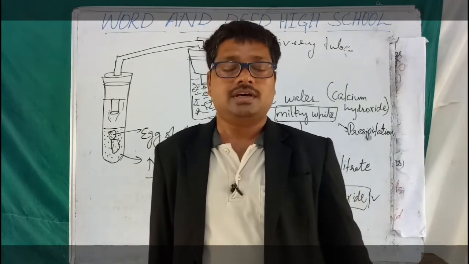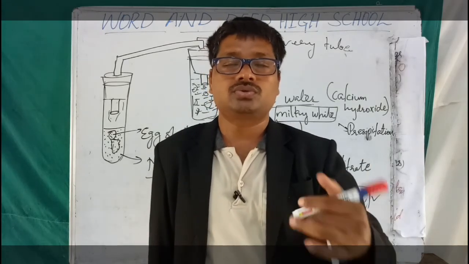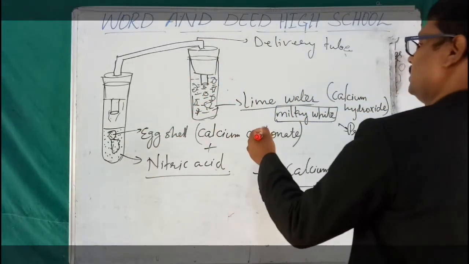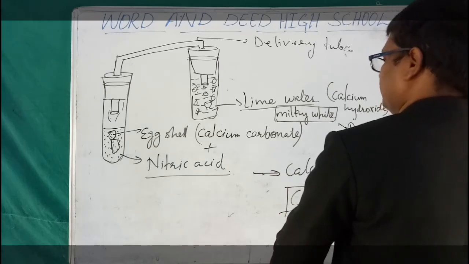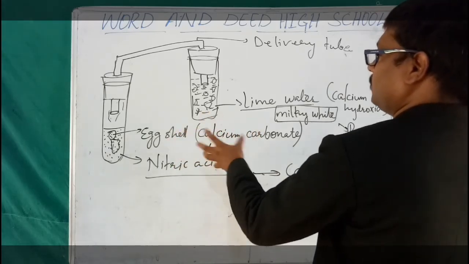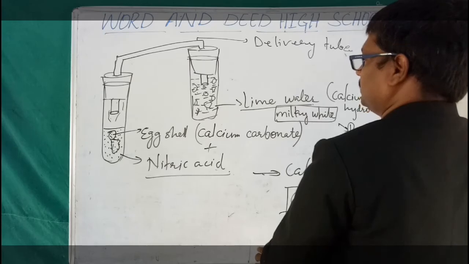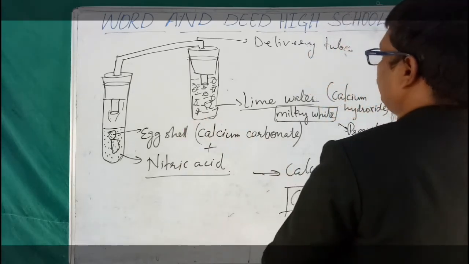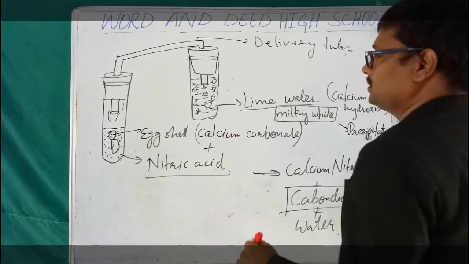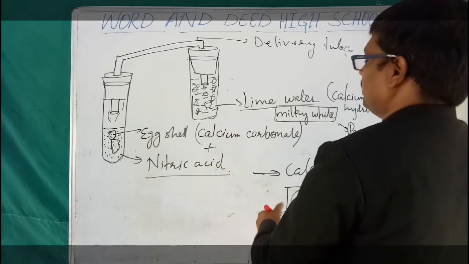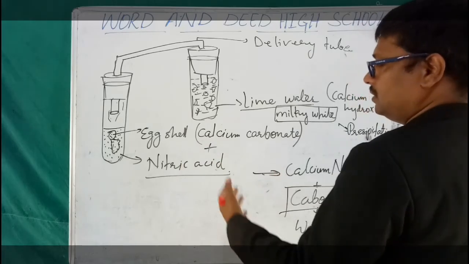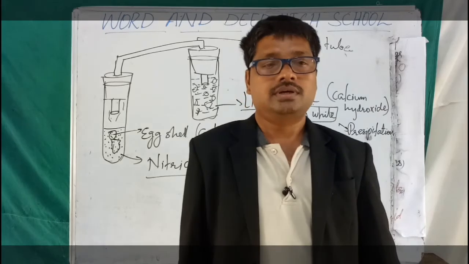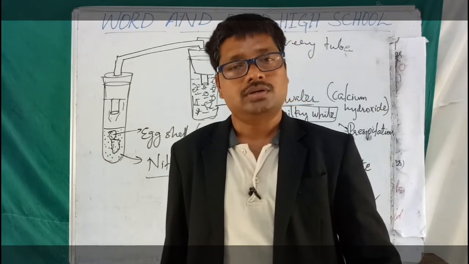Okay students, the assignment I would like to give you is to write the confirmation test of carbon dioxide. You should write it in the form of an experiment lab activity in experimental format: aim, apparatus, procedure, observation and inference. All these things you should write in your notebook and present in the WhatsApp group.